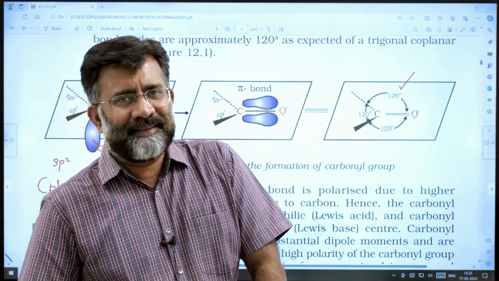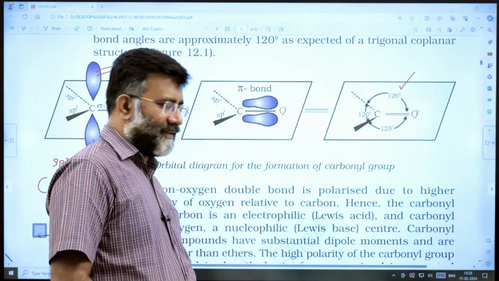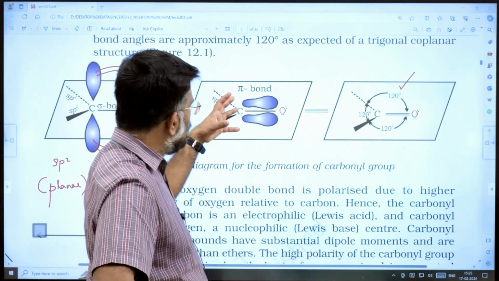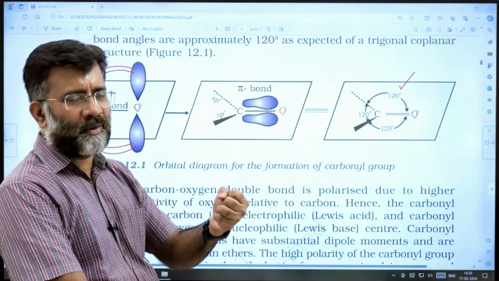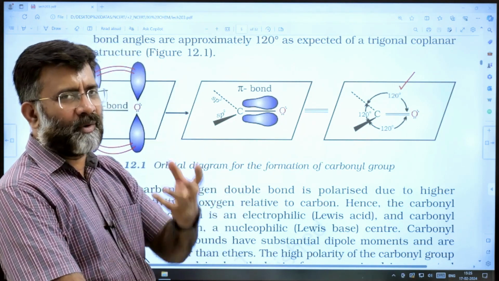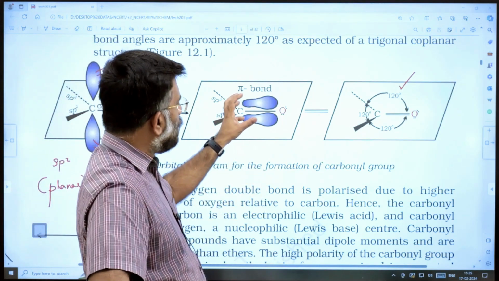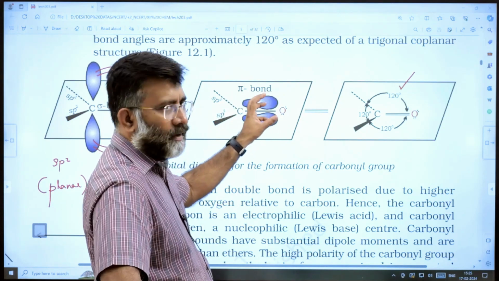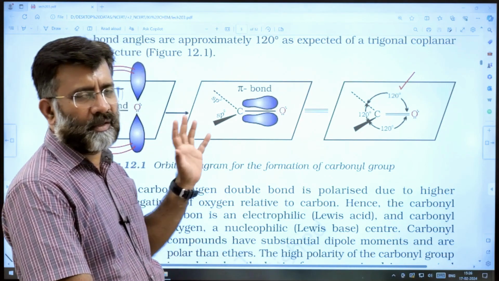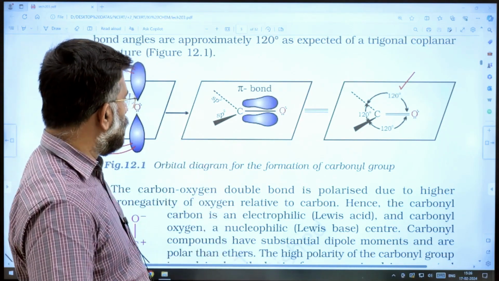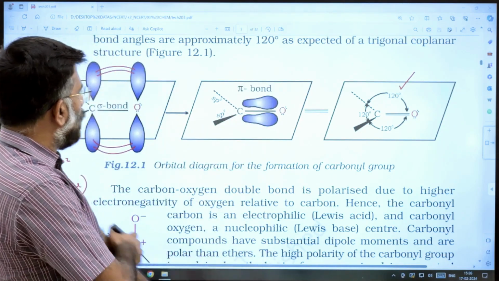Simple logic. It is so simple that the electron cloud is drifting more towards oxygen. You know, oxygen is more electronegative. Oxygen being more electronegative, the pi electron cloud is shifting more towards it. That is the nature of carbonyl compound.